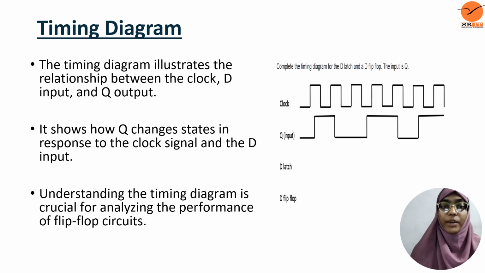Now let us see the timing diagram of a D flip-flop. The timing diagram illustrates the relationship between the clock, D input and Q output. Here D means input and Q means output, which you can see in the diagram represented there, and it shows how Q, the output, changes states in response to the clock signal and D input. The timing diagram is crucial for analyzing the performance of flip-flop circuits.